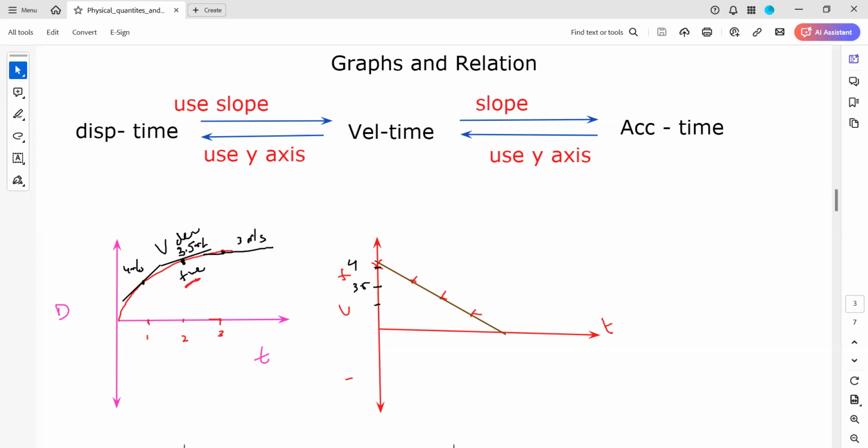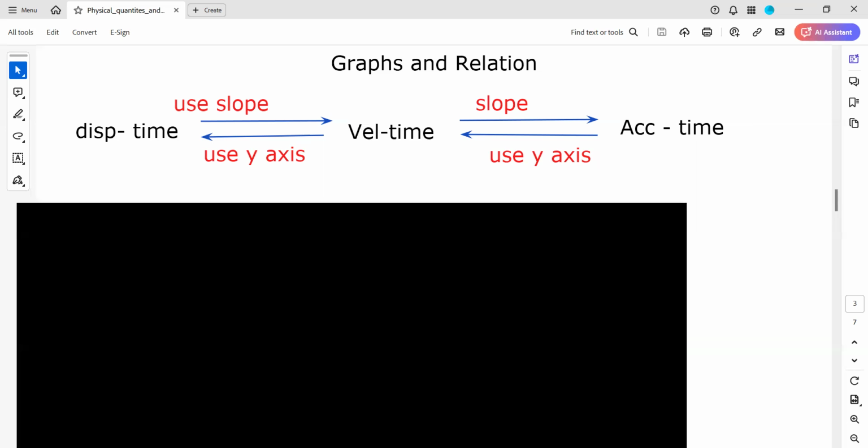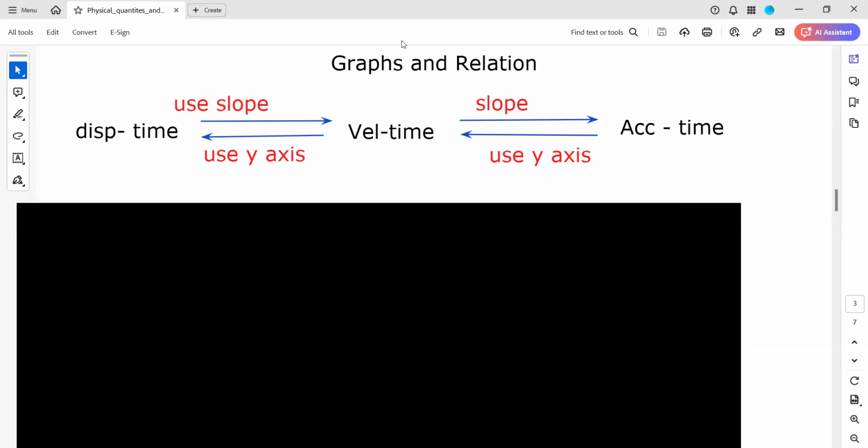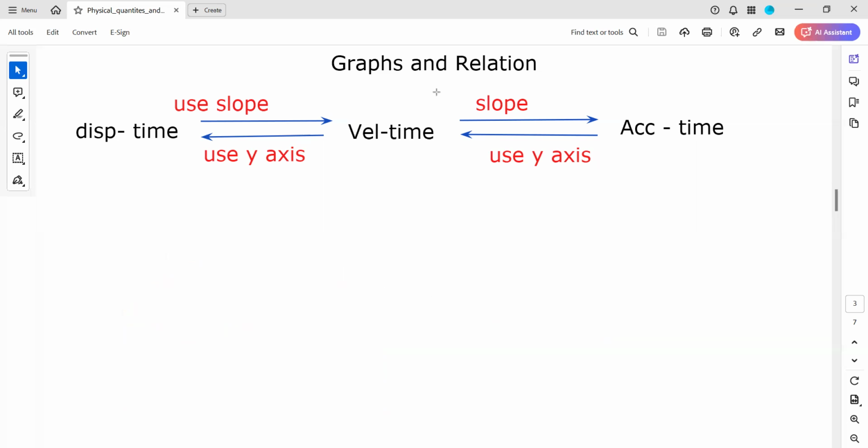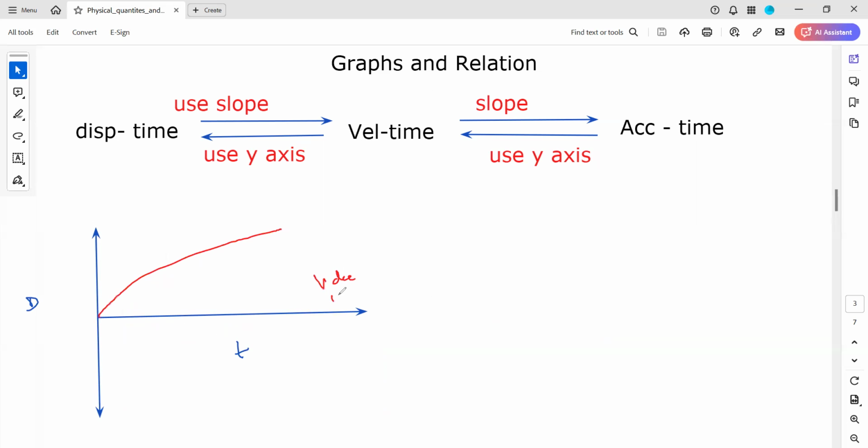What if it was not? Because see, whenever you have a velocity time graph or displacement time graph, the slope represents the velocity. So what we actually do to understand is check the gradient. So we have a displacement time graph, and here the slope represents the velocity. We know that the velocity is decreasing and its value is positive.